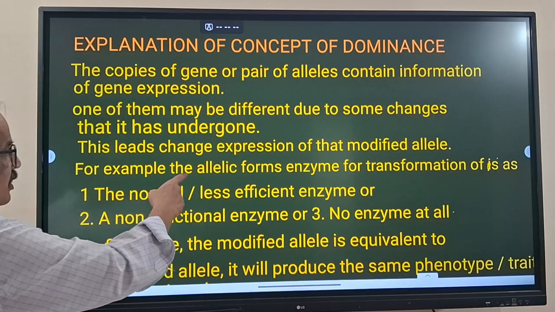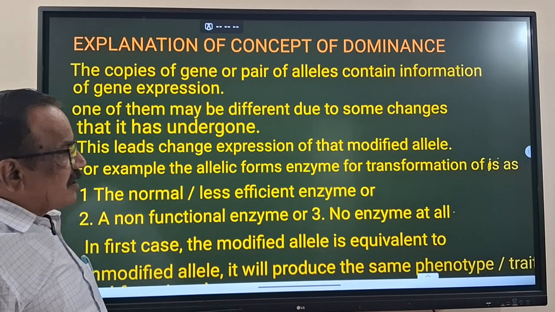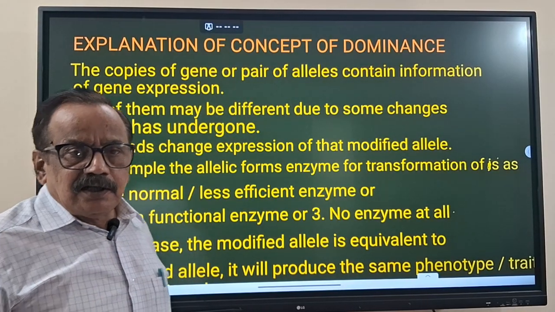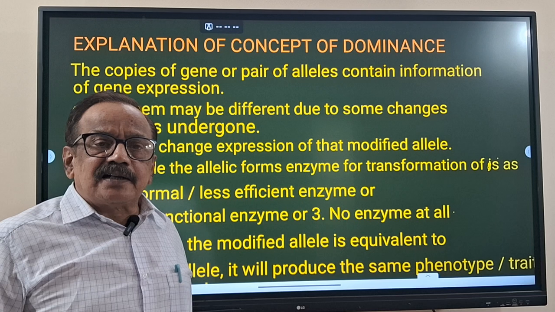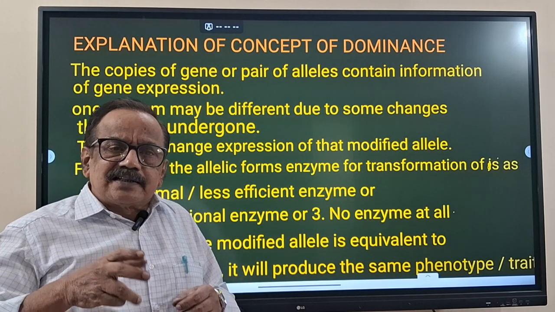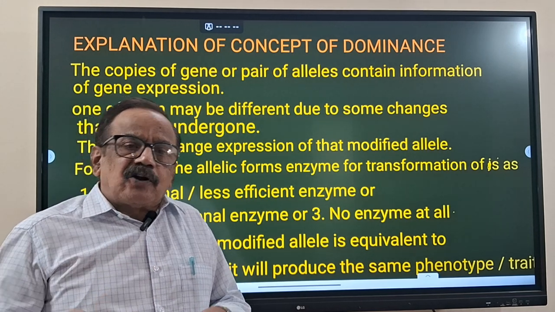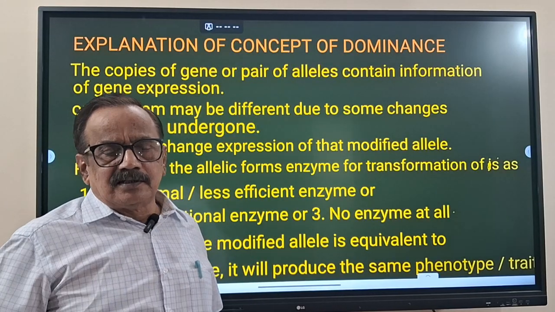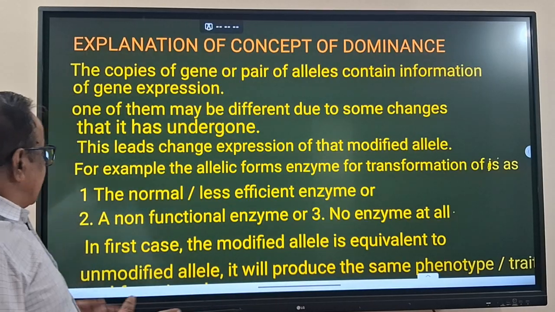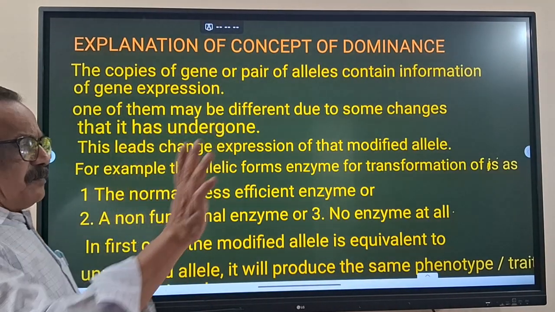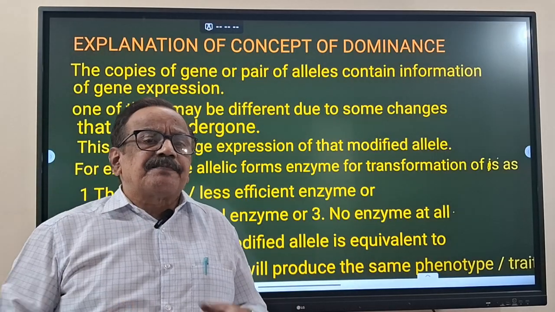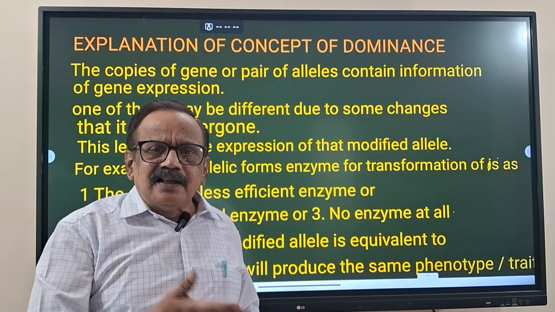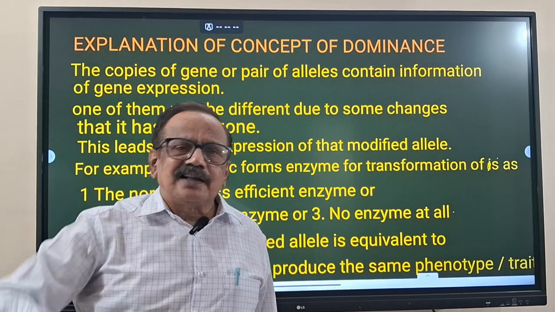So, for example, the allele forms an enzyme for the transformation of S, meaning substrate. Here, the gene expresses its character in the form of production of the enzyme, by which the substrate is converted into product. And in this, the enzyme is produced for the expression of the character. That is the transcription and translation that you are going to read in the molecular basis of inheritance.